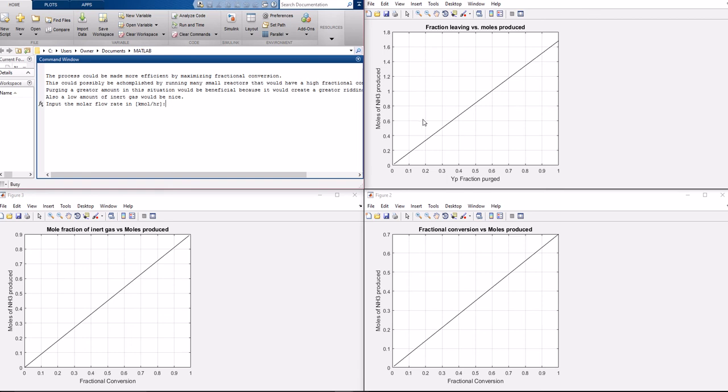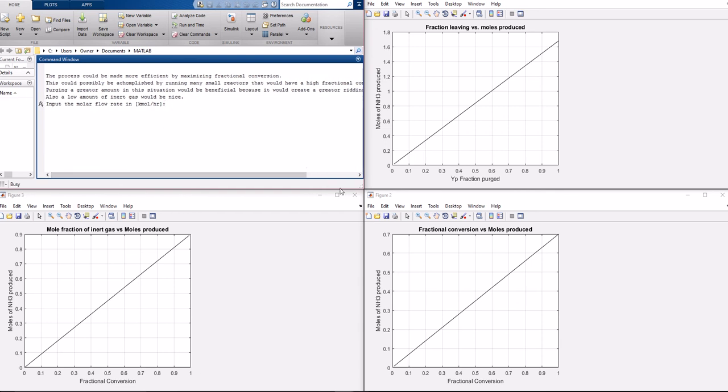So what we found out is the process can be more efficient by maximizing fractional conversion. This could possibly be accomplished by running many small reactors that would have high fractional conversions. Purging a greater amount in this situation would be beneficial because it would create a greater ridding of inert buildup. Also, a low amount of inert gas would be optimal.